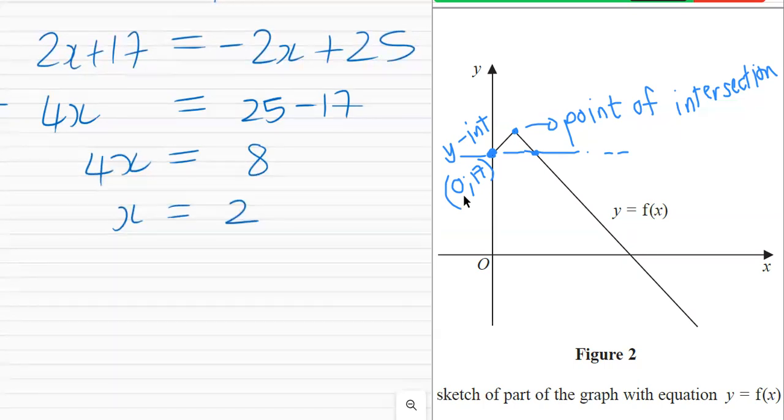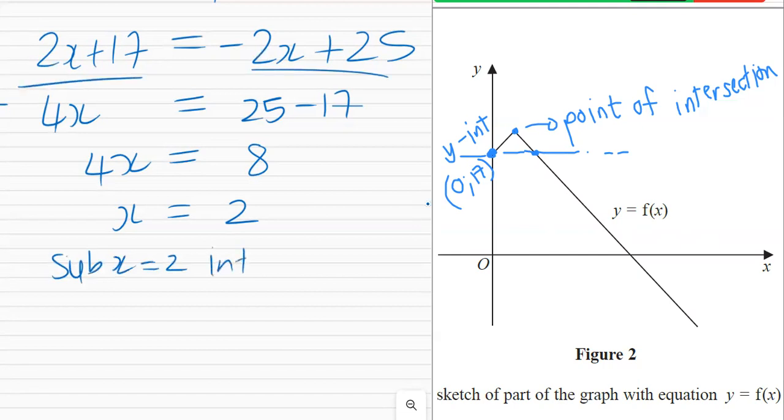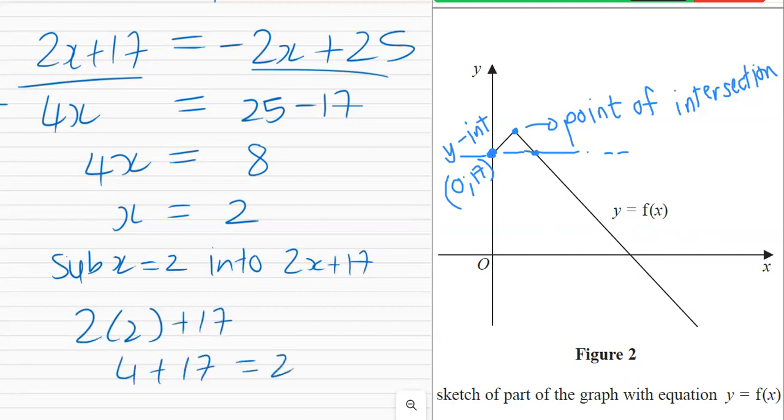Okay. So we've got the x part, but we need the y part because k is a y value. So we're going to sub x equals 2 into one of these two equations. I'm going to pick the left one. So 2 plus 17, okay, that's 4 plus 17, and that equals 21.